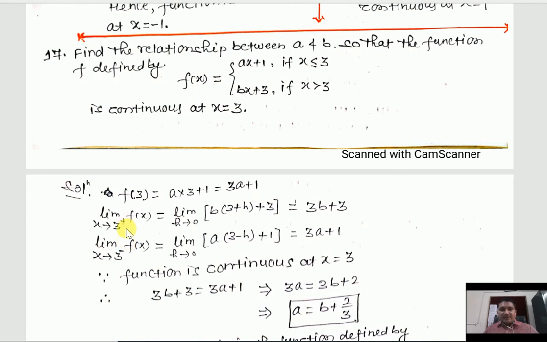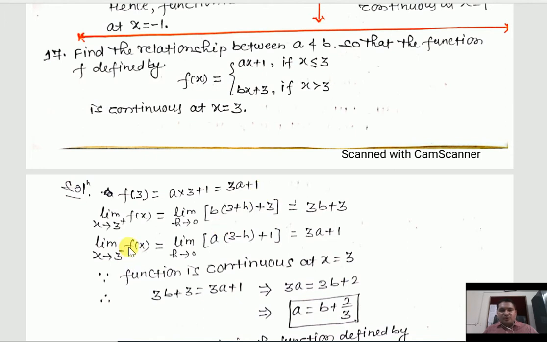Now the right hand limit, x tends to 3 plus of f(x), is equal to the limit as h tends to 0. The right hand limit will be here bx plus 3. b into 3, instead of x you will write 3 plus h, plus 3, giving 3b plus 3. In this question it is already given that the function is continuous at x equal to 3, right? So you can equate 3b plus 3 with 3a plus 1.